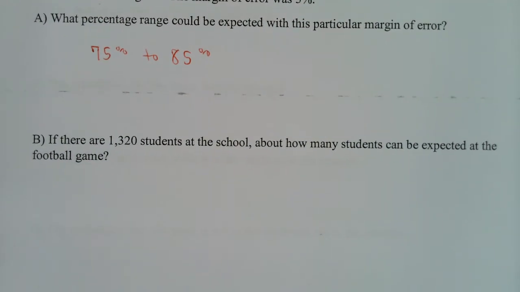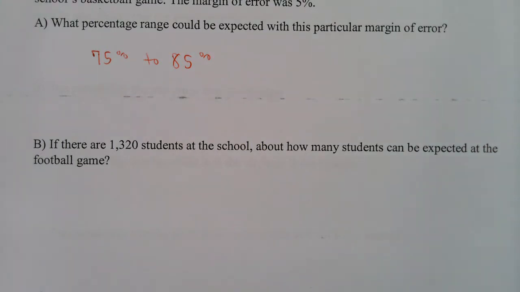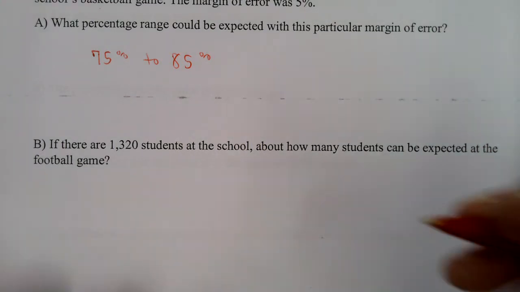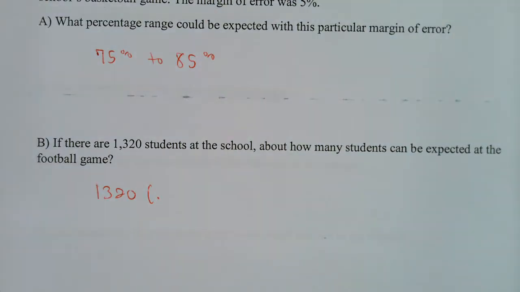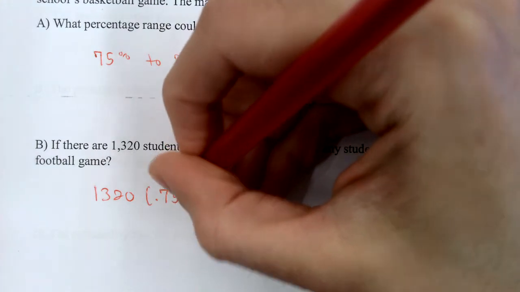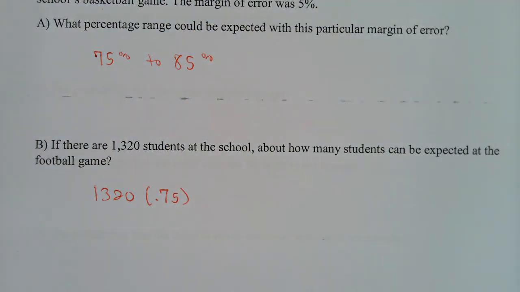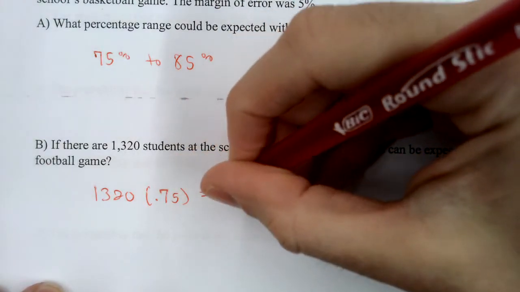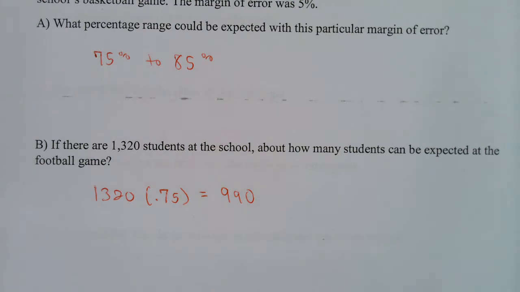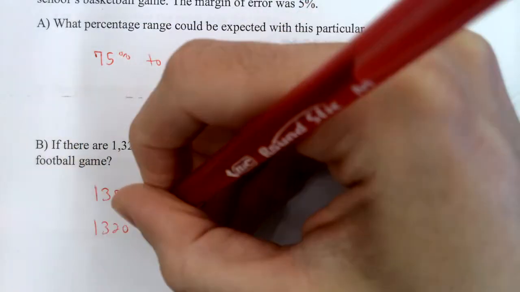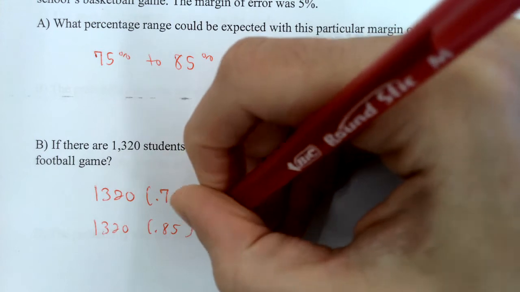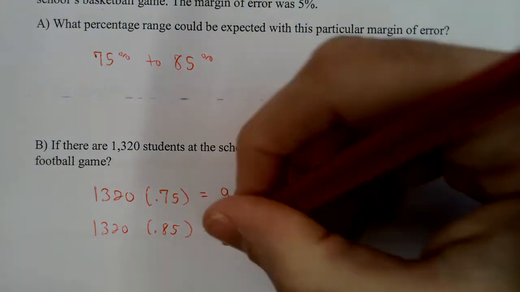And in part B, if there's 1,320 students at the school, how many actually do you expect? So you take 1,320 and multiply it by 75%, turn that to a decimal by dividing by 100. So 1,320 times 0.75 equals 990. And then do 1,320 times 0.85, and that'll equal 1,122.